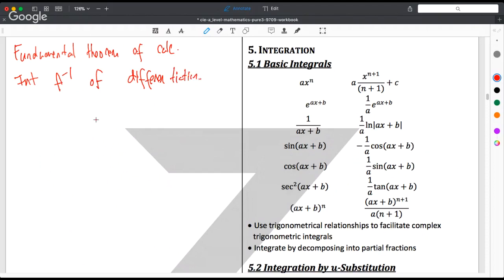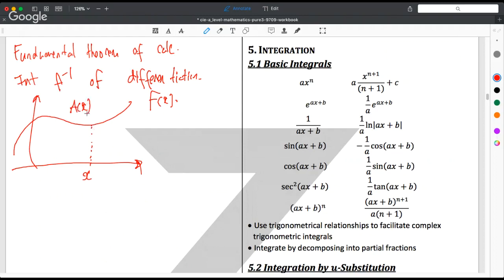And why is that true? Well, we've got some function like this, called f of x, and let's say we're at some value of x on the x-axis. Let's say there is a function, A of x, where A stands for area, and this function tells you what the area under the curve is, maybe between x and 0. Let's say there is a function called A of x that does this.